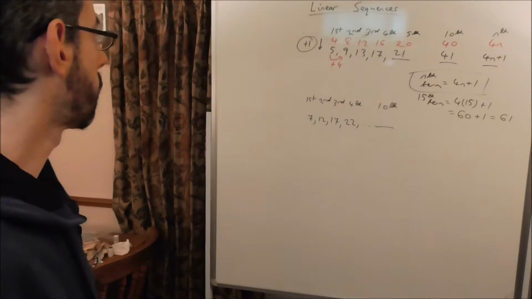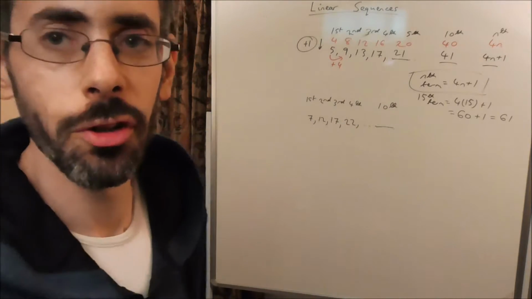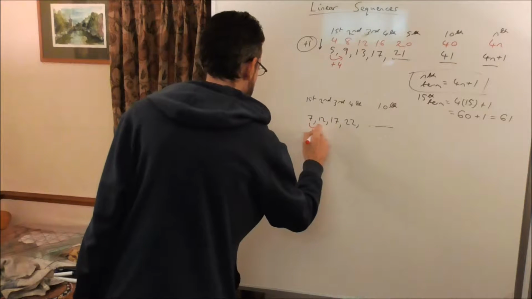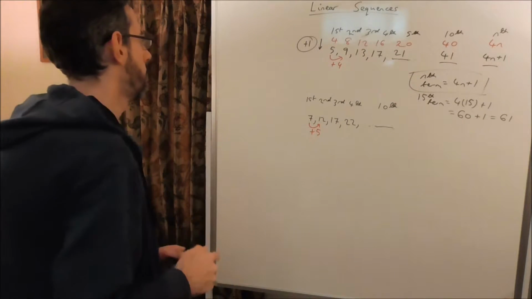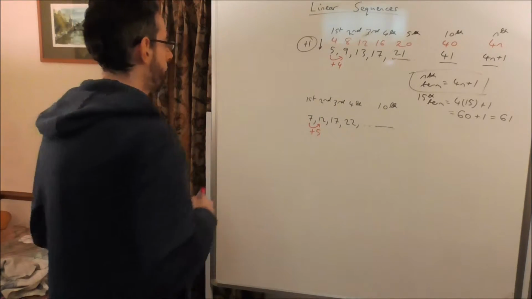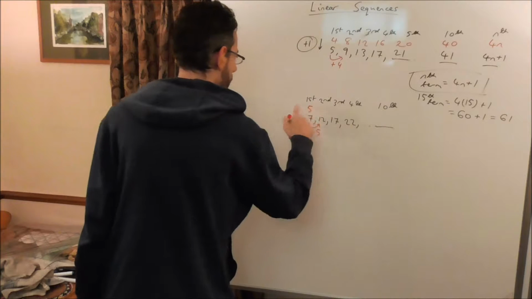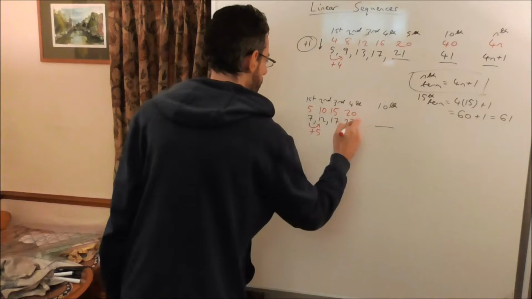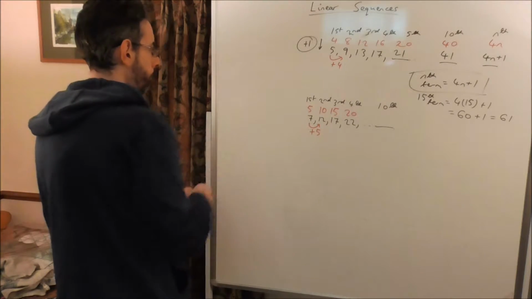So the sequence goes up by 5 each time. So it goes up in 5s. So it's related to the 5 times table. That's the times table that goes up in 5s. So it's very similar to the 5 times table, which I'll write up here in red. 5, 10, 15, 20. And then we'll compare it.